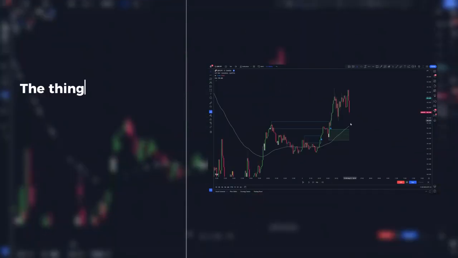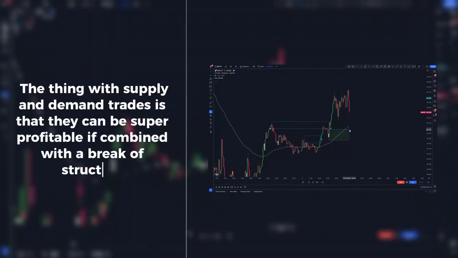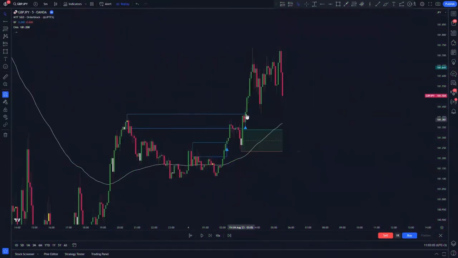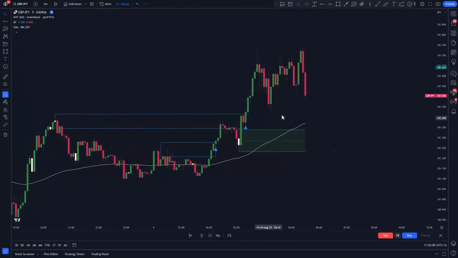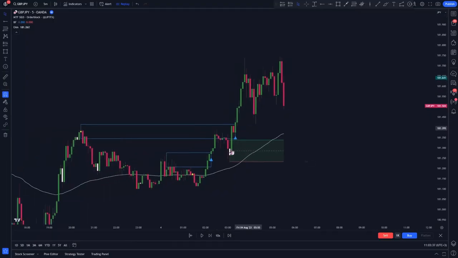You see, the thing with supply and demand trades is that they can be super profitable if combined with a break of structure. Here is what I mean. When you're looking to take a long trade based off of a demand zone, you naturally want a demand zone to be established and for the price to shoot up aggressively, solidifying that area as a demand zone. But what would make that demand zone even better is if on its way upwards, the price encounters a key market structure like a resistance zone and then breaks above it.